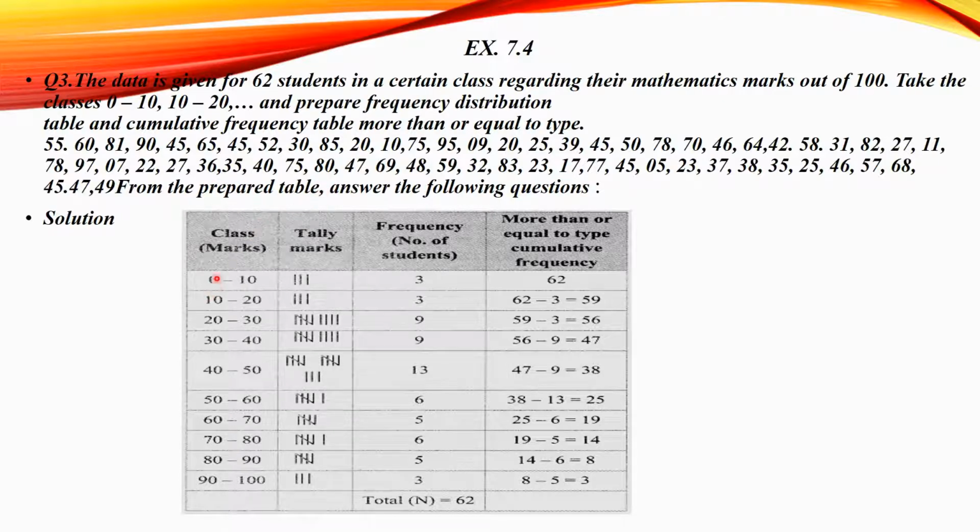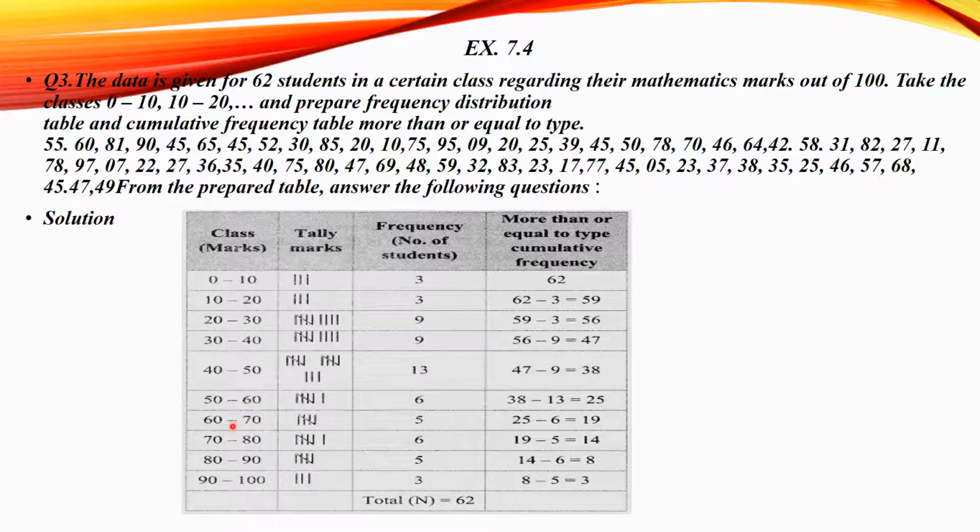In marks 0 to 10 we have tally marks 3, so the frequency is 3. 10 to 20 we got tally marks as 3, so frequency is 3. 20 to 30 we got 9. 30 to 40 we got again 9. 40 to 50 we have 5 plus 5 is 10, 10 plus 3 is 13. 50 to 60 is 5 plus 1, 6.